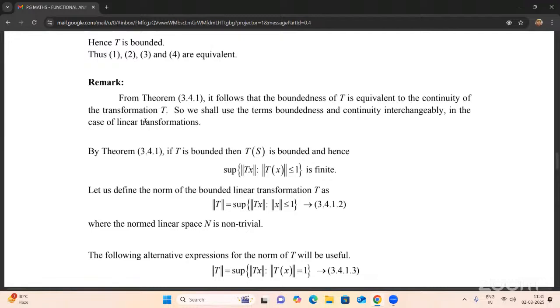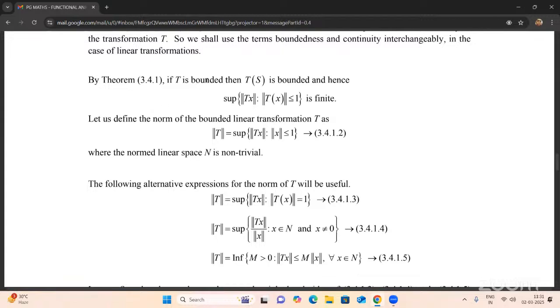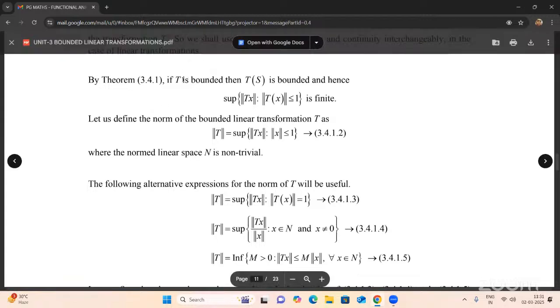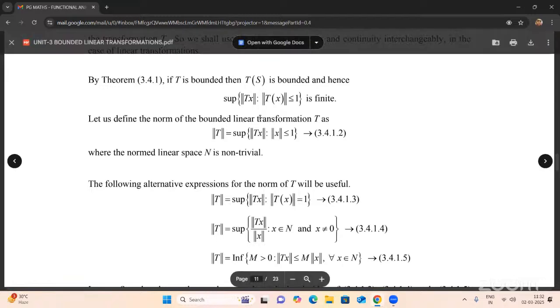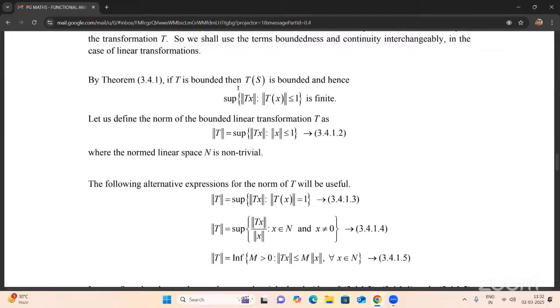So boundedness and continuity are interchangeable in the case of linear transformation. From the first condition, given the transformation is bounded, then automatically the closed unit sphere under the transformation is also bounded. So the supremum of norm T(x), where norm x is less than or equal to 1, is also finite. So the norm of the bounded linear transformation means norm T equals the supremum of norm T(x). Now these are all interlinked. So through the norm condition of the transformation, norm T equals the supremum of norm T(x), where norm x is less than or equal to 1.